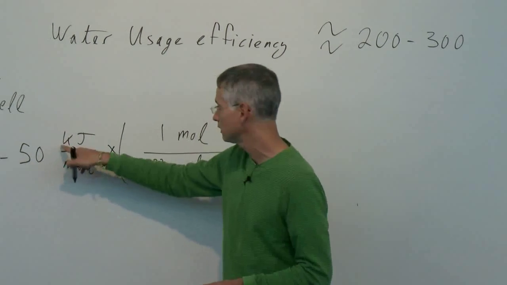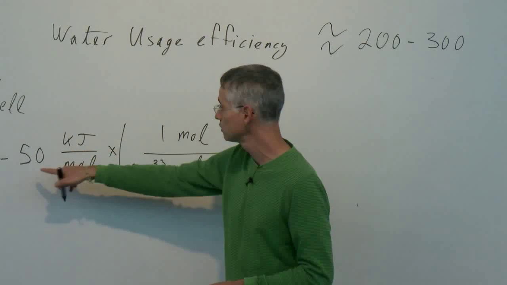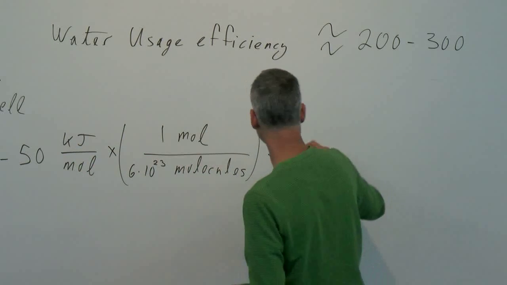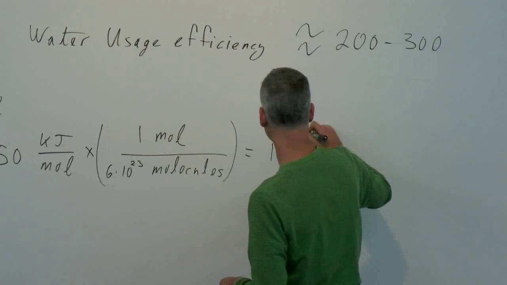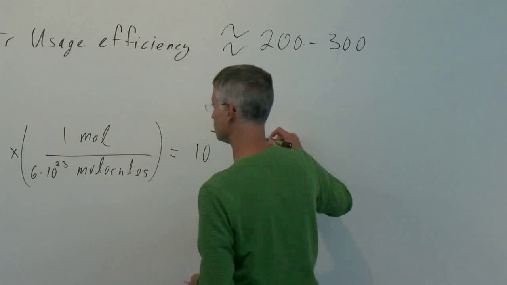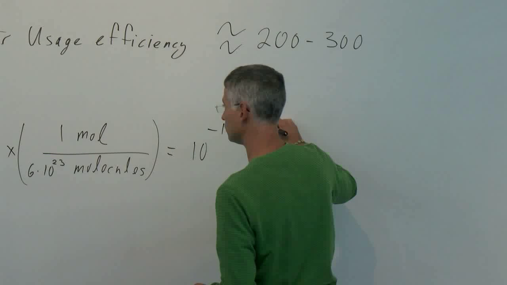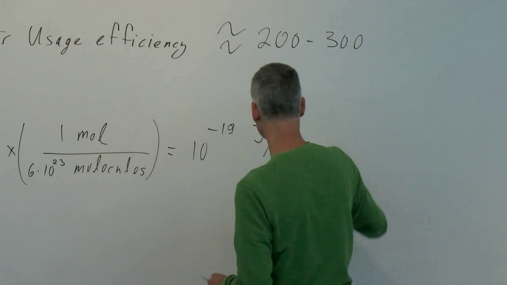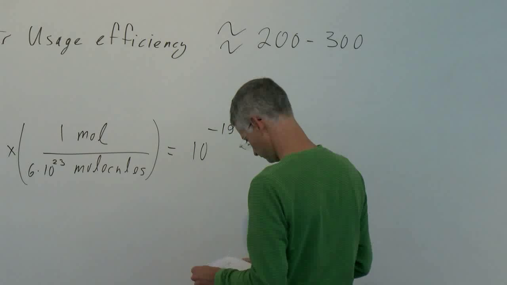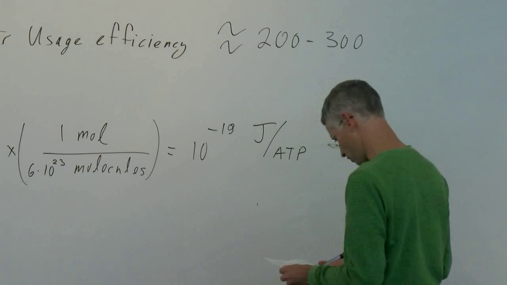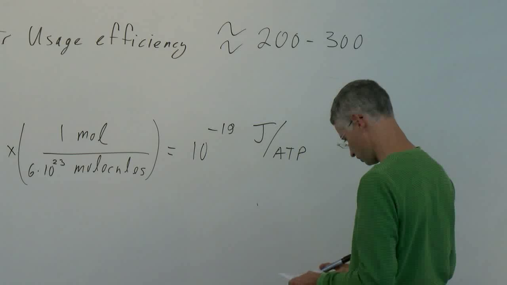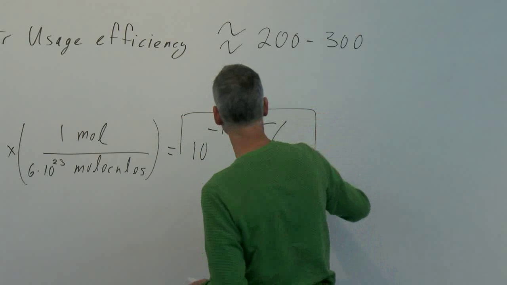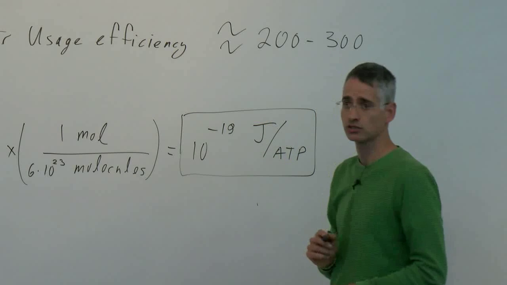I have 10, but this is kilojoules, right? This is a kilo. So I have 10 to the 4 left here, 10 to the 23. That gives me 10 to the minus 19 joule per ATP. Okay, so far so good. So this is the amount of energy that I have per ATP hydrolysis.